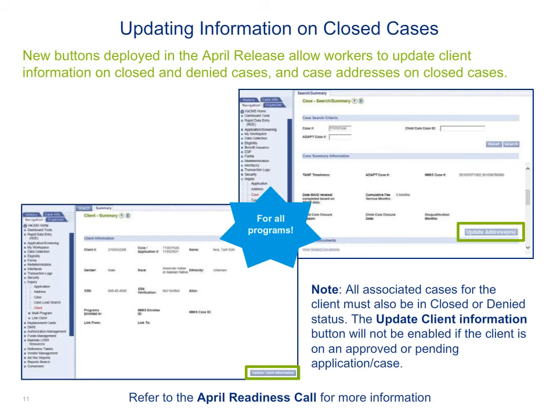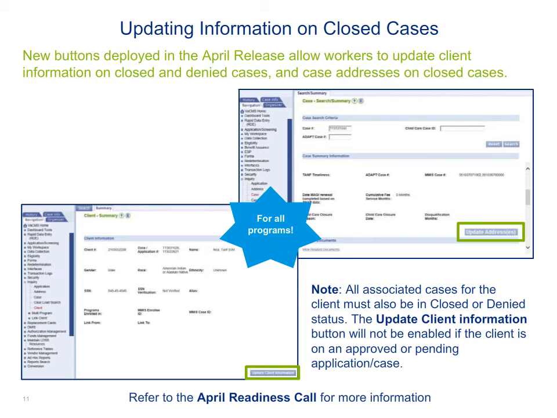The next topic we'll be talking about is updating information on closed cases. We received multiple questions on this functionality in the past few readiness calls, so we just wanted to go over this information again. As you can see, this is for all programs, so while this information was originally in the April release that allowed workers to update the information on closed and denied cases and case addresses on closed cases, we just wanted to reiterate this information for new attendees to the readiness call for Phase 2.